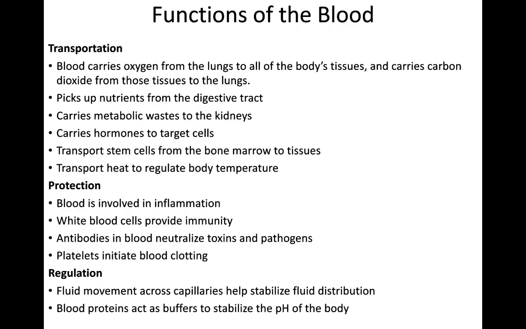Overall, we can say that our blood has three major functions. Its primary job is centered around transportation, but it also protects us and it helps regulate various things. It transports a lot of different things: oxygen from our lungs to our body's tissues, carbon dioxide from those same tissues to the lungs to be exhaled out. Nutrients are picked up from the digestive tract, mainly from the small intestine. Metabolic wastes are carried to the kidneys to be filtered out and made into urine. Hormones are carried to target cells, which we've previously talked a lot about. Stem cells are transported from bone marrow to tissues. And we can actually transport heat as well to regulate body temperature.